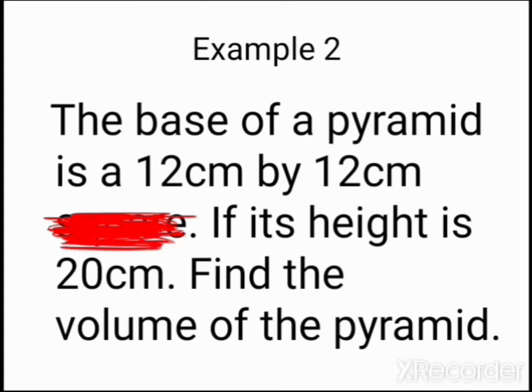Why do I know it's a square? Even though the word square was cancelled, look at it. The base of a pyramid is 12 by 12 centimeter. If it's 12 by 12 centimeter, it means that the length is 12 centimeter and the breadth is what? 12 centimeter. In such a case, it's a square base. They say that the height is what? 20 centimeter. We are required to find the volume of the pyramid.